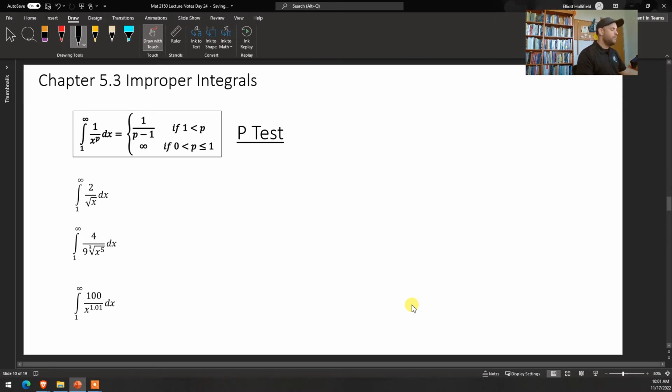Let's try a few more slightly more complicated looking problems. But for these, we can still apply our rules. First step, let's make this thing look like a p integral. Let's bring this constant up front and rewrite this as a power function. This is x raised to the 1/2. But 1/2 is not big enough. So this must be an infinite or divergent integral.